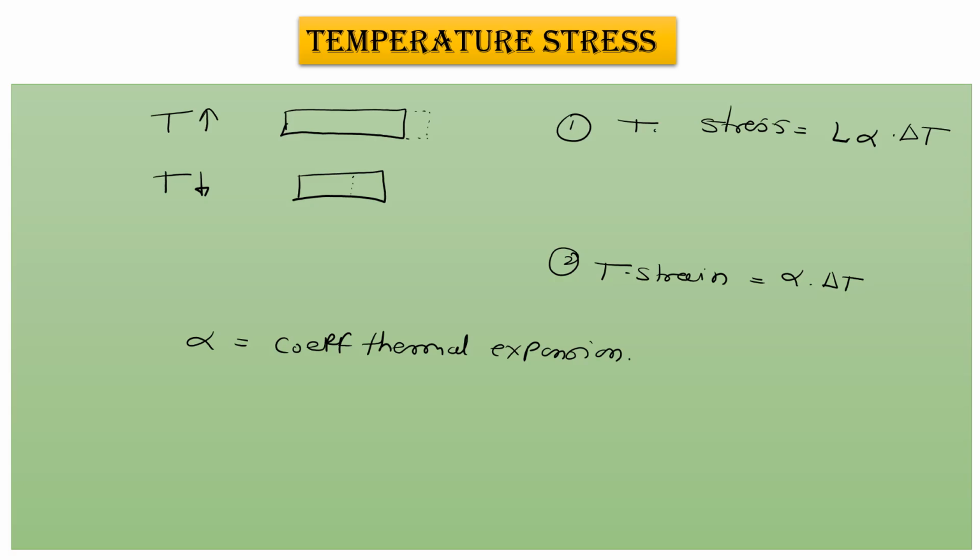For concrete, there is a range, 6 into 10 raised to minus 6 to 12 into 10 raised to minus 6 per degree Celsius. For copper, 16 into 10 raised to minus 6. For brass, 19 into 10 raised to minus 6. For aluminium, 23 into 10 raised to minus 6. So these are the values of the coefficient of thermal expansion.